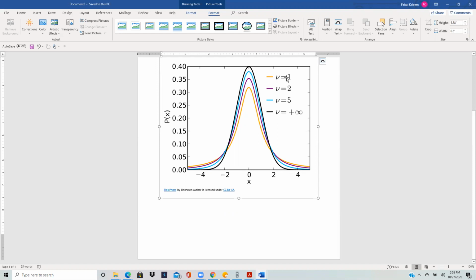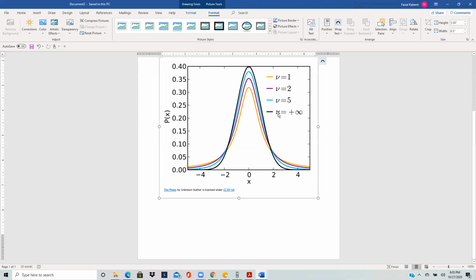So with nu equals 1, it means the sample size is 2. With nu equals 2, the sample size is 3, because nu is always 1 less than the sample size. So we are seeing here that for a lower sample size, the curve is low and kind of flat. And then as the sample size increases, so for example, when nu is 5, it's this light blue curve. So it's become a bit steeper.